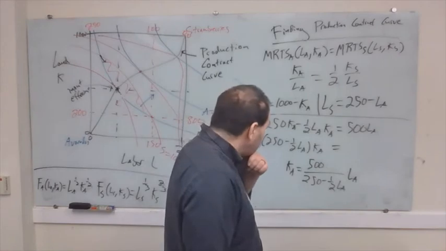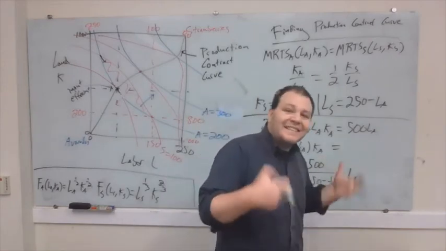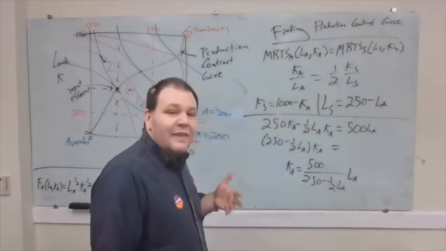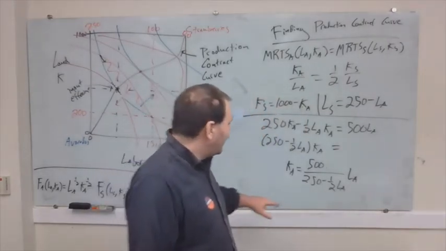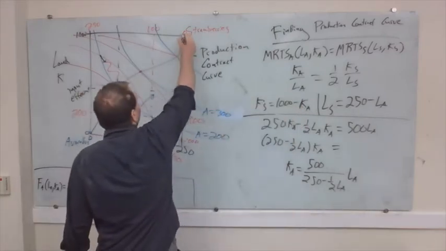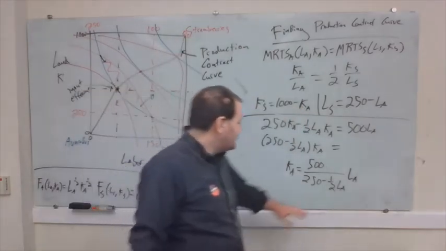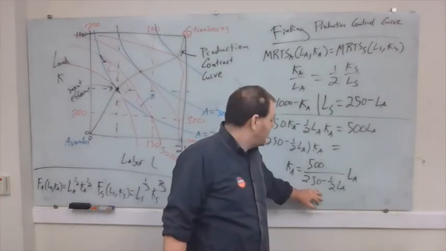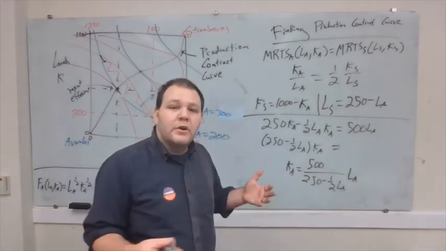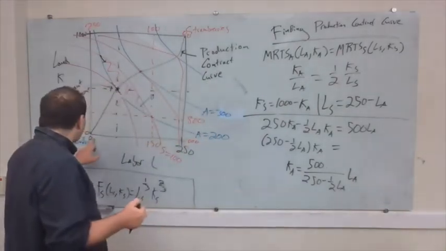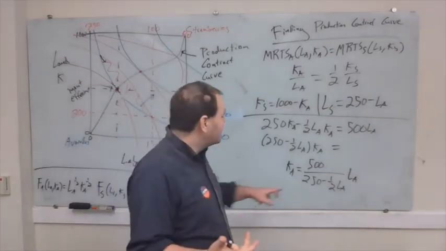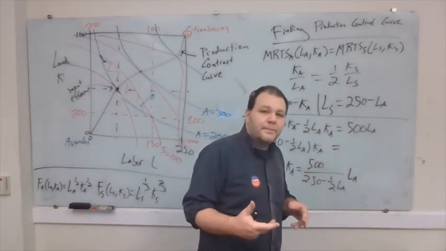On the other hand, when I'm producing lots and lots of stuff, when I've got almost all of my workers working in the avocado industry, I'll have 250 minus 1/2 times something close to 250. It's going to be something like 125. 500 over 125 is going to be something close to 4. So as I'm increasing production of avocados, I'm going from having 2 acres for every worker to having something closer to 4 acres for every worker.